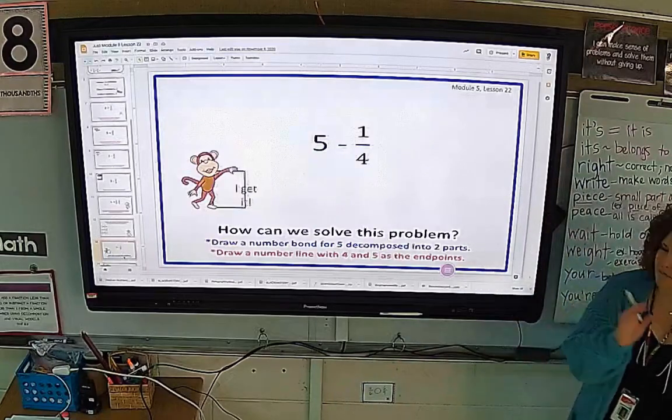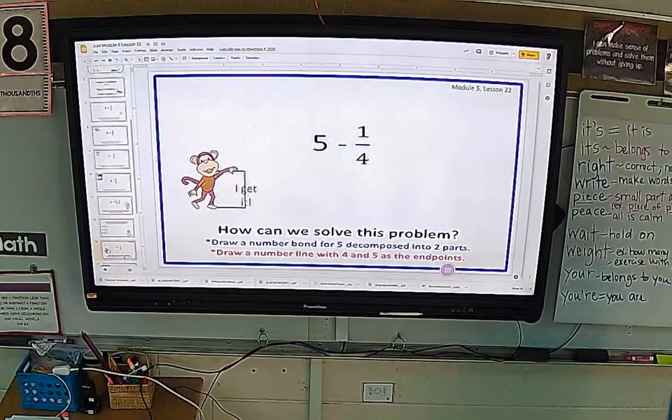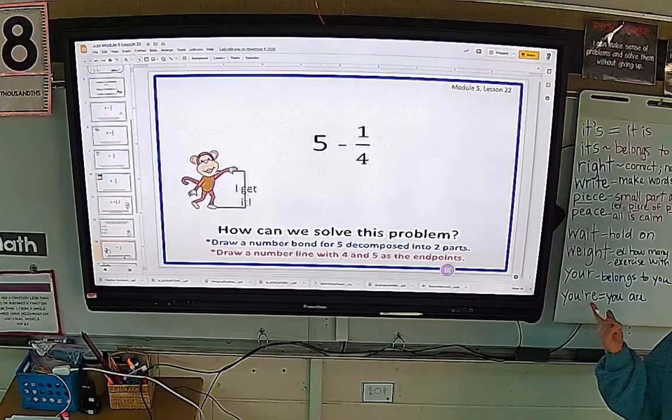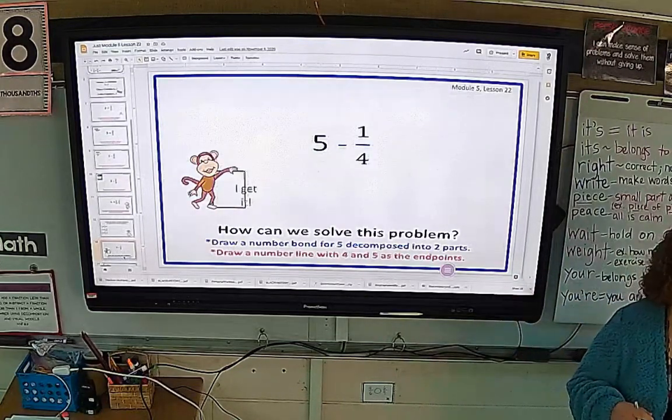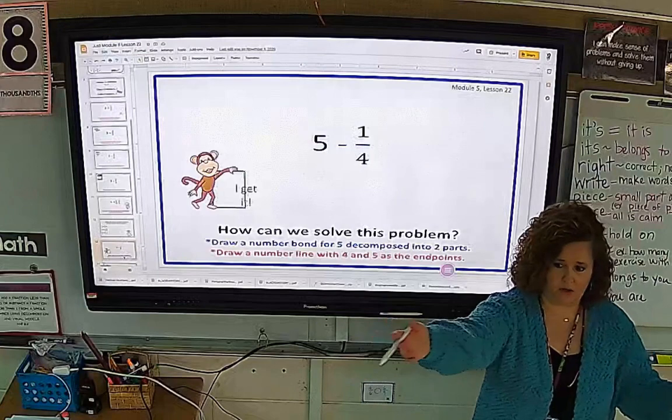Okay. So what might we do? What's a thought? So we said draw a number line to like. Okay, draw a number bond with the 5. Okay, so maybe something about a number bond. Any other thoughts?